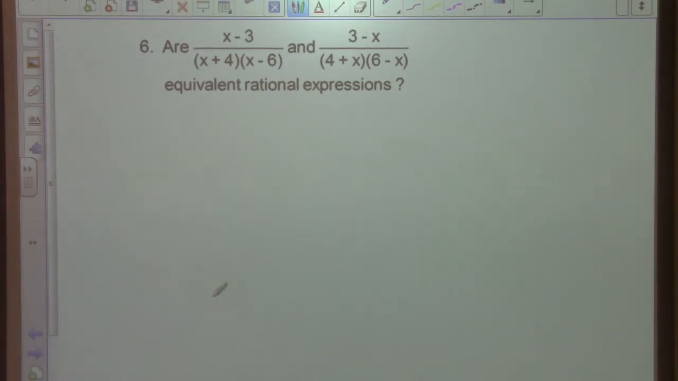We are on day 2 of our test review, and we have the question: are these two expressions equivalent rational expressions? So I want you to look at that, think about it for a minute, and then we'll go over it, see what you think, and talk about problem-solving strategies.